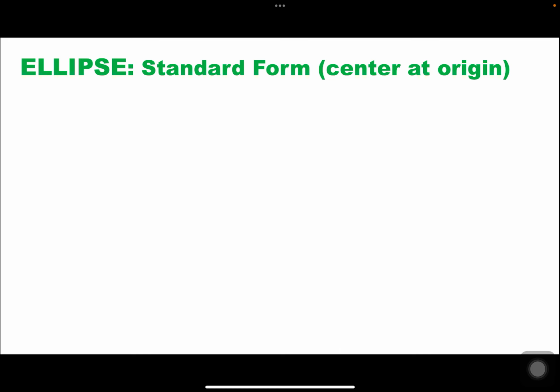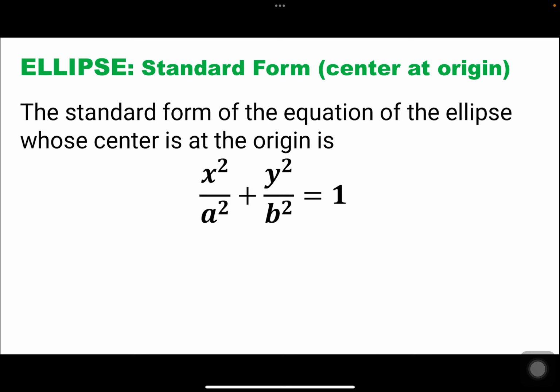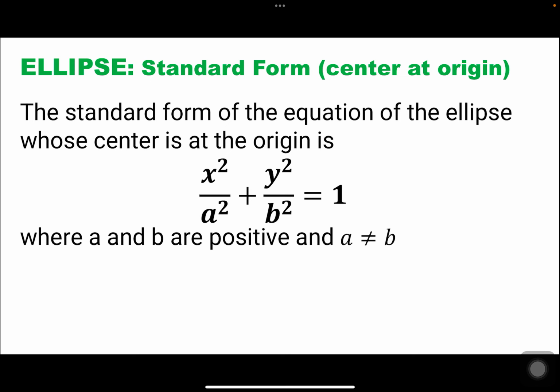So the standard form for an ellipse with the center at the origin is x squared over a squared plus y squared over b squared equals 1. This formula will be discussed in our face-to-face class, how it came about. But if you can recall the discussion of our first quiz about the ellipse, it's somehow similar. Where a and b are positive and a should not be equal to b, because if a is equal to b, it will become a circle.